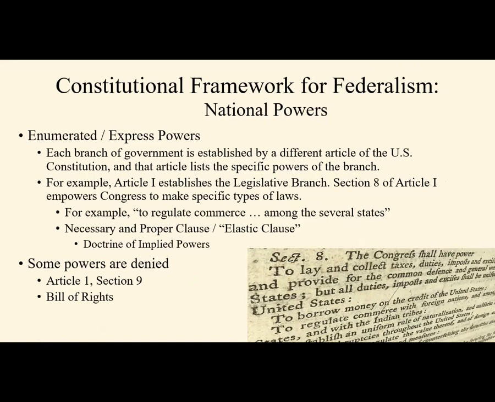So you have at least those two sources of limitation on power that are provided by the U.S. Constitution. And so that's one of the attributes of a federal system, is that you have this written constitution that defines and limits the power of the national government. And these are just examples of how that actually works.